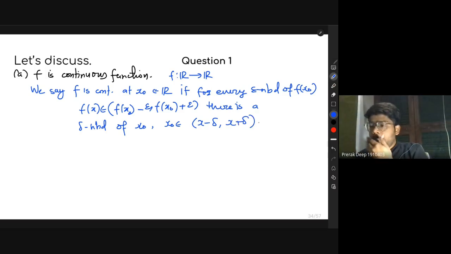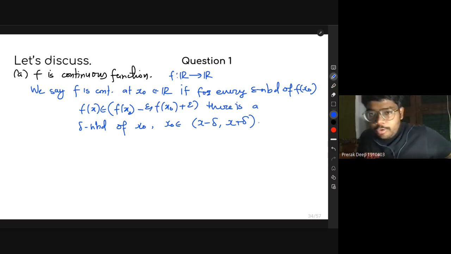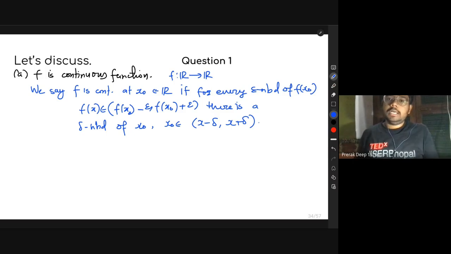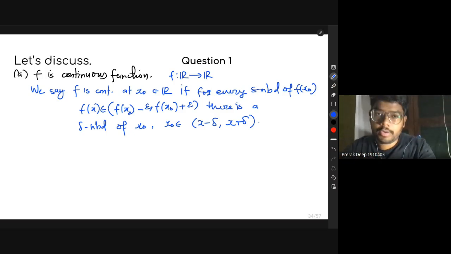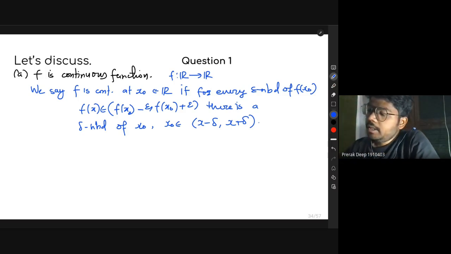So why I'm using these delta or epsilon neighborhood type of behavior, you will see in a few minutes, why I'm using these notations of neighborhoods instead of using the modulus standard way of writing those. So this is the continuity.